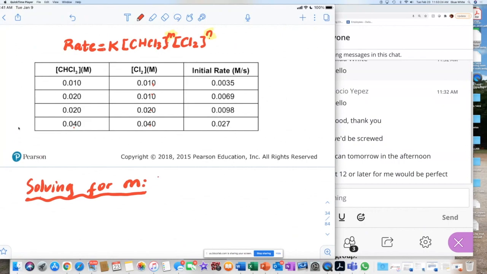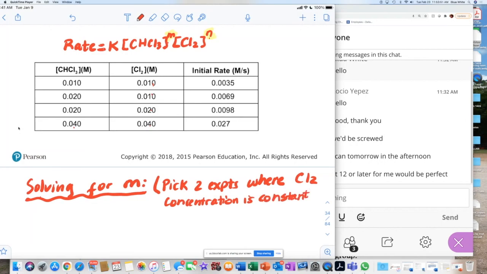So to solve for M, my strategy here is to pick two experiments where CL2 concentration is constant. Why am I picking CL2? Because CL2 doesn't have M on it. CL2 is power N. I'm trying to make sure that when I cancel things out, M remains. So to solve for M, I'm writing here on a side note, make sure M remains.